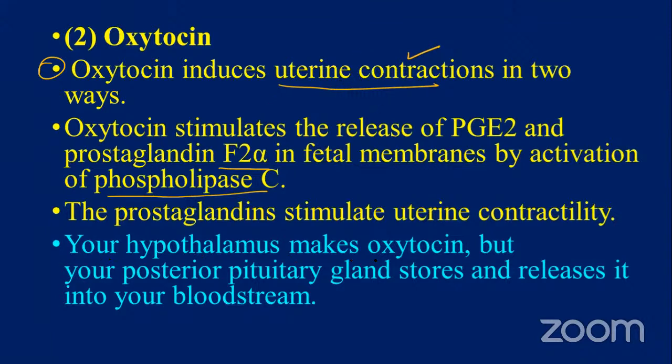Your hypothalamus makes oxytocin, but your posterior pituitary gland stores and releases it in your bloodstream. Where is the secretion? Hypothalamus. Okay. But where is the storage process? So see here, the posterior pituitary gland stores and releases it in your bloodstream. So this is also very, very important. Oxytocin is also secreted by hypothalamus. Storage is where? Posterior pituitary. Okay. And the brain. So don't forget, my dear.